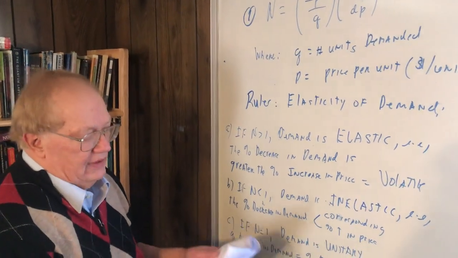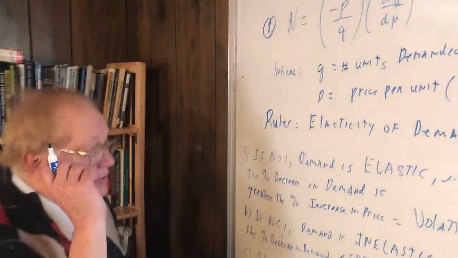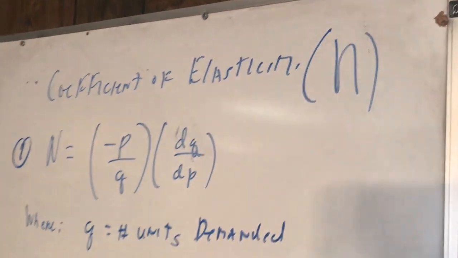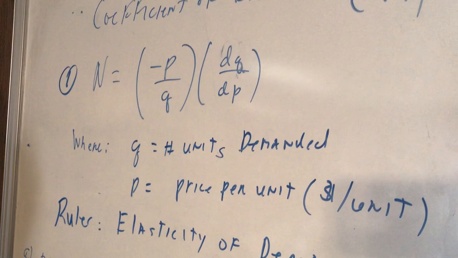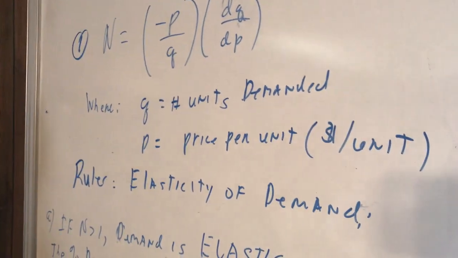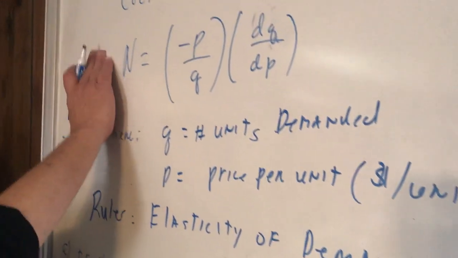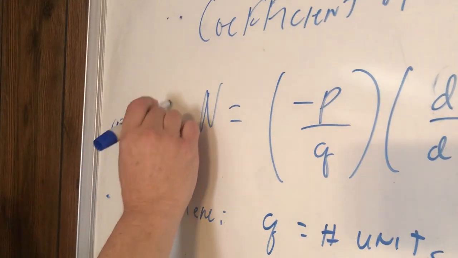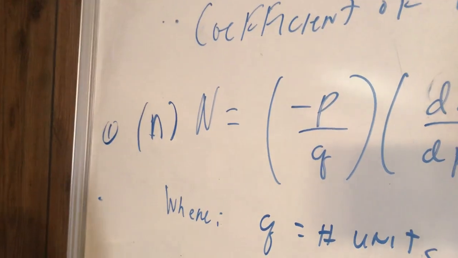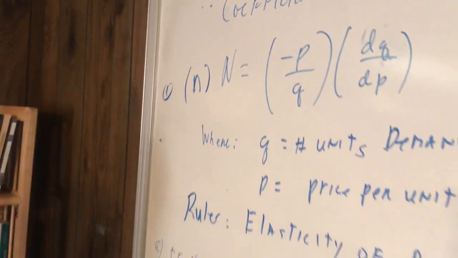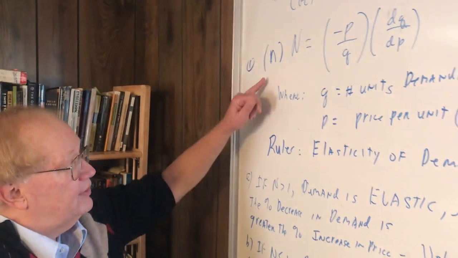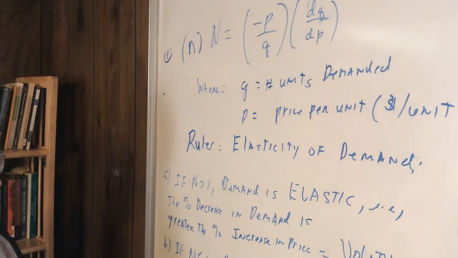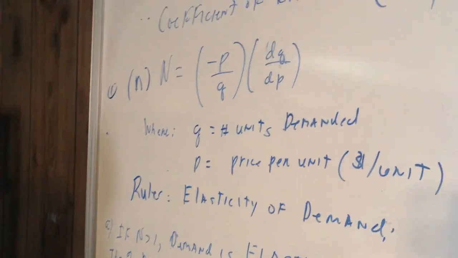All right, we're back. The last 15 minutes of our lecture here. We're talking about the coefficient of elasticity of demand. This is called Eta. It's not Etta James, she was a singer. That's called Eta, it's a Greek letter. If you can find it on your special characters, fine. If not, just use a capital N.